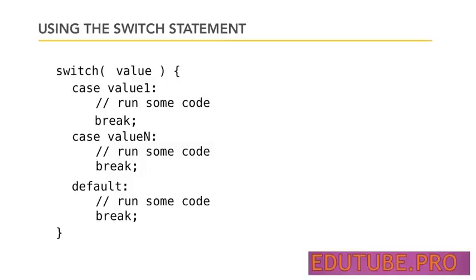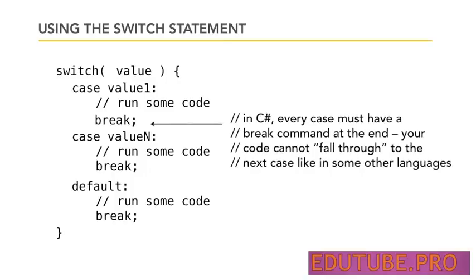Now, if you're coming from some other languages like C or Objective-C, for example, they let you do things like this. You can take that break statement out, in which case, when value 1 or value n are met, the code will run. And in the case of value 1, the code for value 1 will run as well as the code for value n because there's no break statement in there to stop it. Now, this is not legal in C#. In C#, every case has to have a break command at the end. Your code can't fall through to the next case like in some other languages.